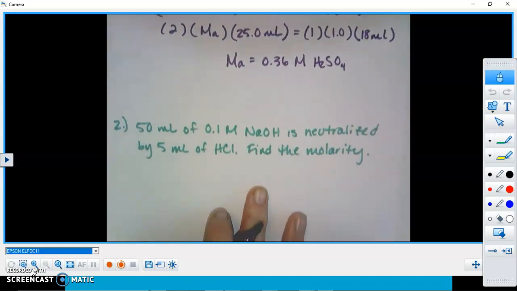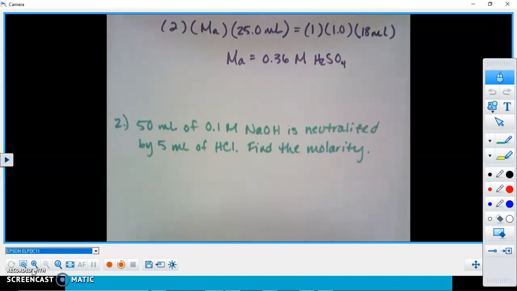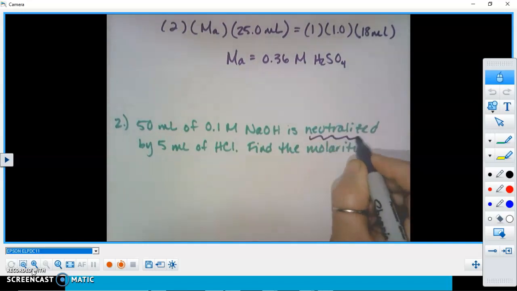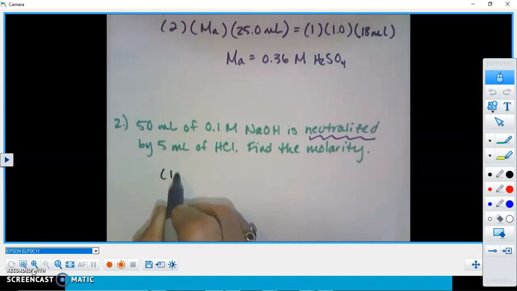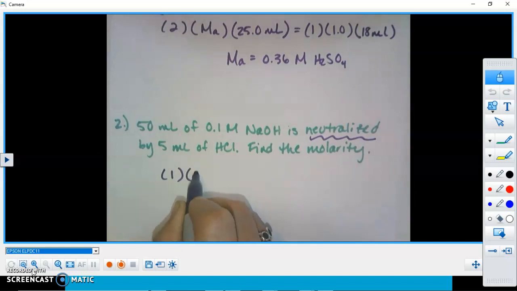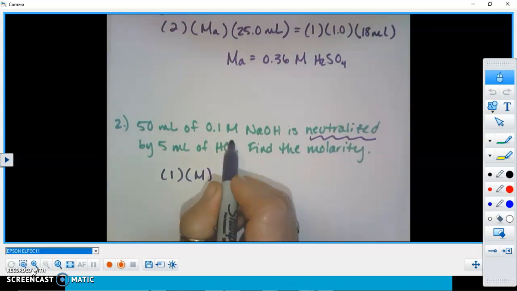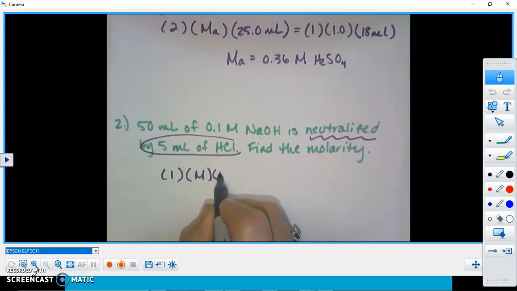In the second example, it says 50 milliliters of 0.1 molar NaOH is neutralized. There we have that word neutralized again. So we can see we have that acid-base reaction. This time we're going to find the molarity of the HCl. HCl only has 1 hydrogen in it. We don't know its molarity, and the volume is 5 milliliters.